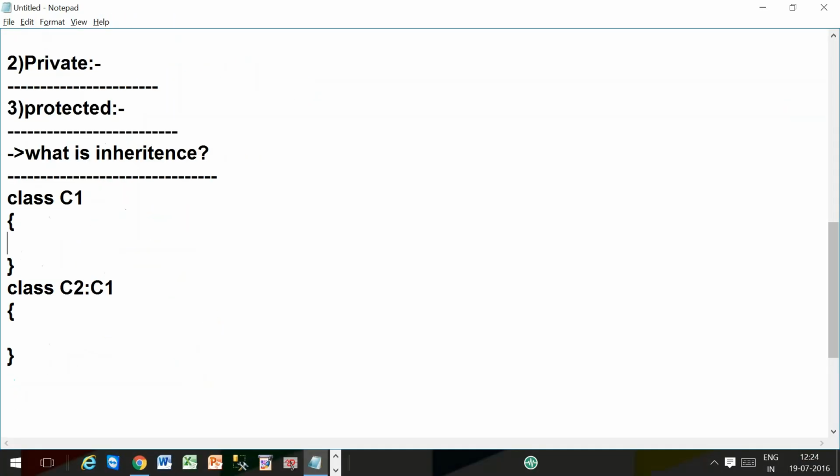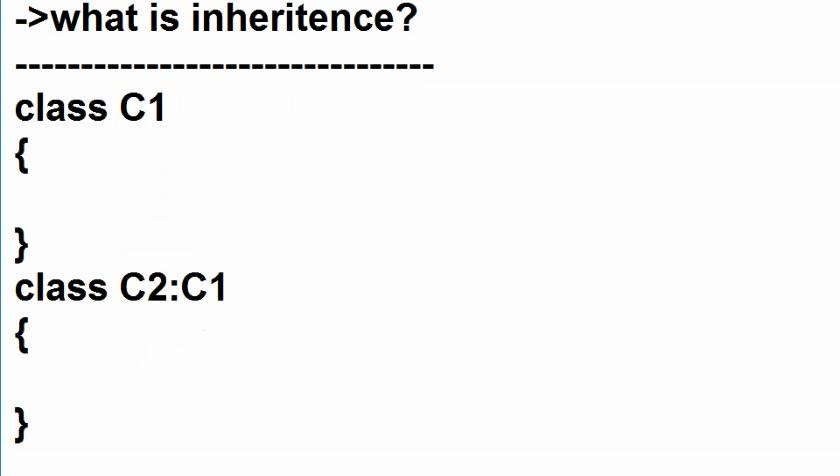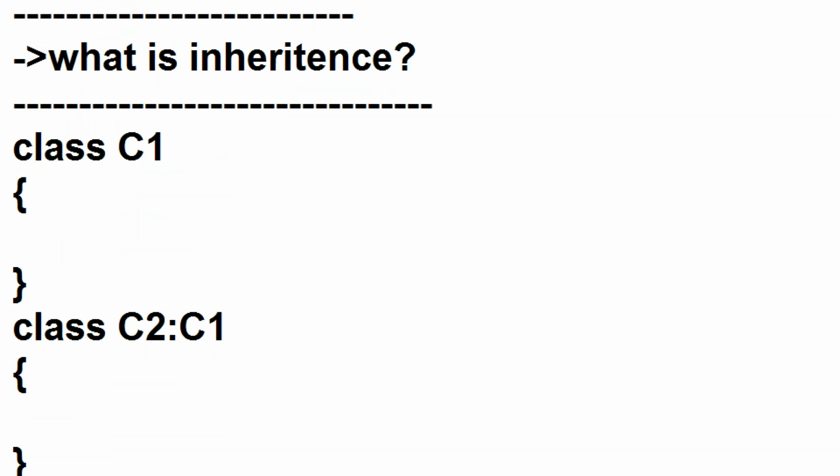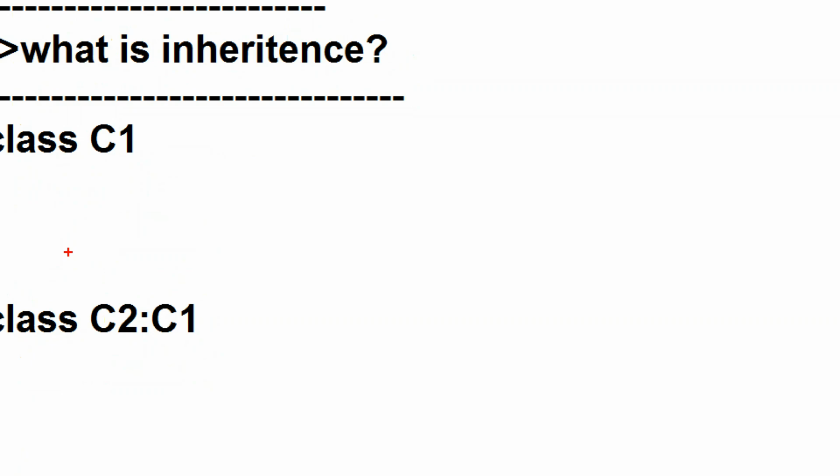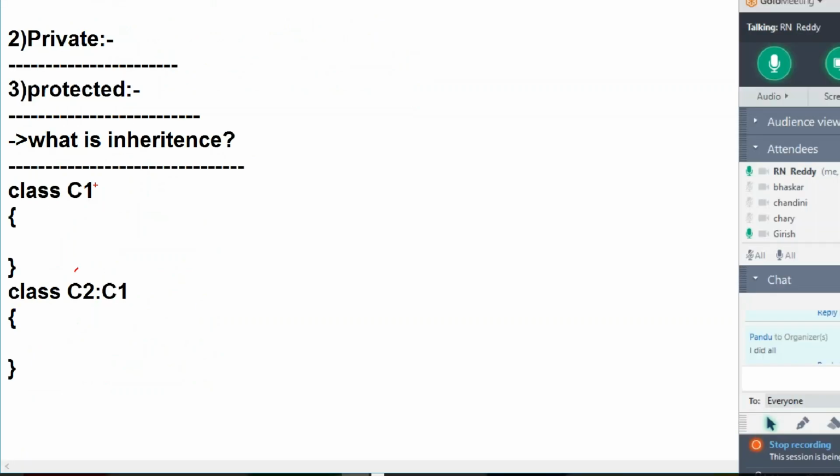So with this you can say, because of inheritance, superclass members are inherited to the subclass. Superclass means C1, subclass means C2. Otherwise, parent class members are inherited to the child class. Otherwise, base class, C1 is the base class, its members are coming to the derived class. Base class, derived class, superclass, subclass, and parent class and child class.